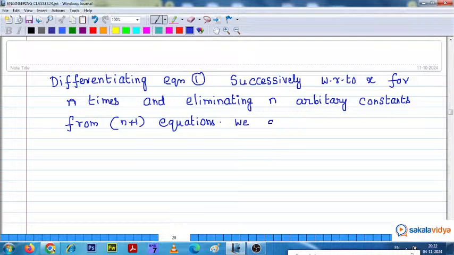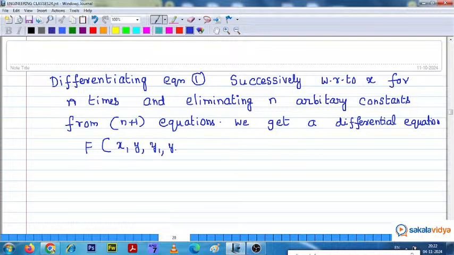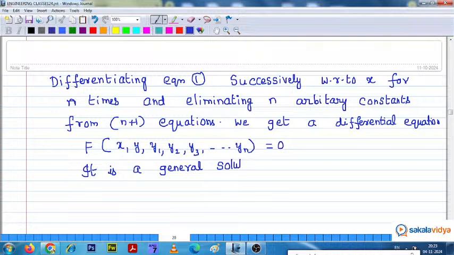We get a differential equation f of x, y, y1, y2, y3 and so on yn equals 0. Sorry, it is not a general solution, it is a differential equation. This is an ordinary differential equation.